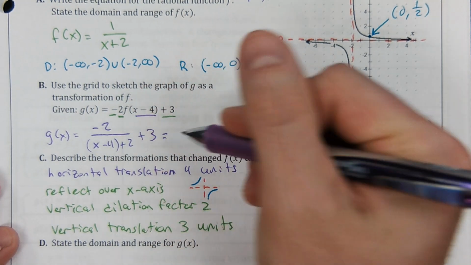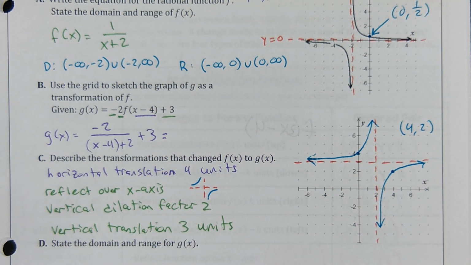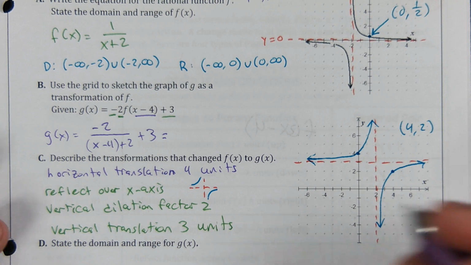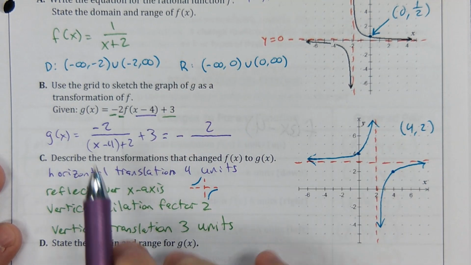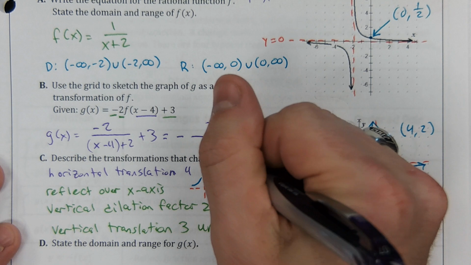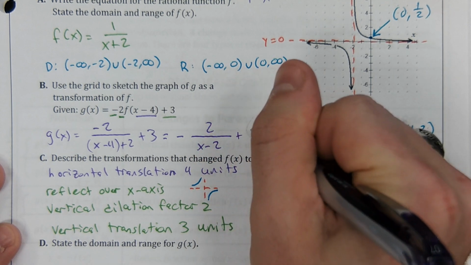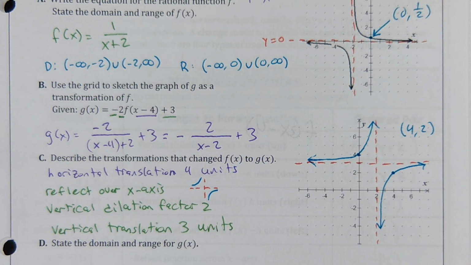So you can clean that up. I don't like negatives on the top of my fraction. I'm a fan of negatives on the front of my fraction. And x minus 4 plus 2 is x minus 2. There is the equation of our new rational function.